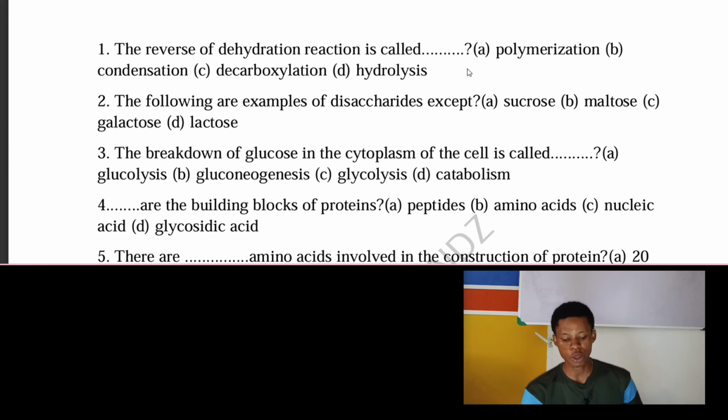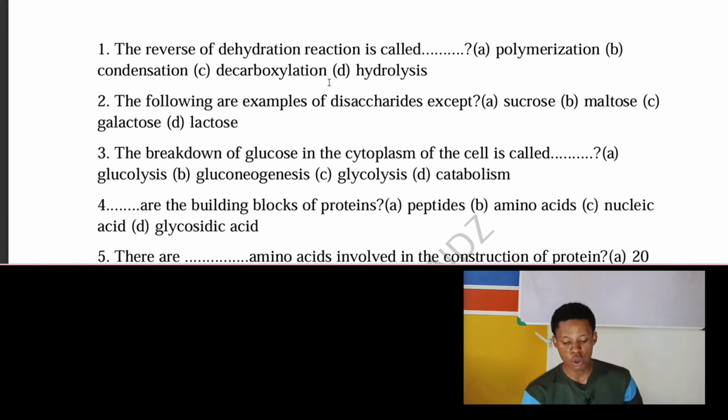All right. At this point, you agree with me that sucrose is a disaccharide. Sucrose is a disaccharide and it is made up of glucose and fructose. Maltose is also a disaccharide and it is made up of glucose plus glucose. Galactose here is a monosaccharide. Lactose here is a disaccharide made up of glucose and galactose. So the answer to this question is galactose. Because the question says the following are examples of disaccharides except what? Galactose.